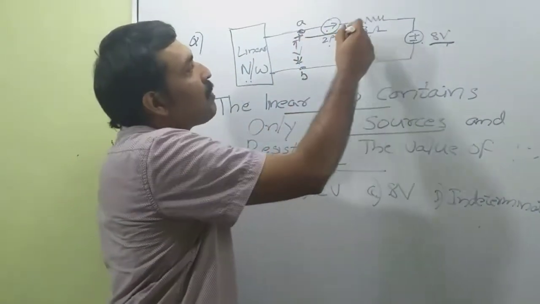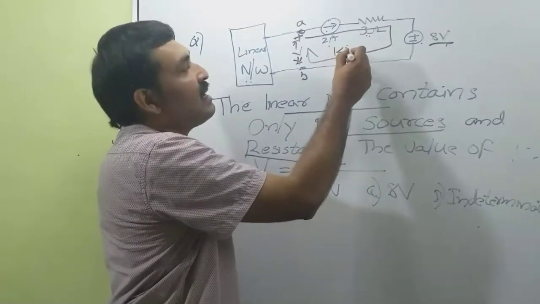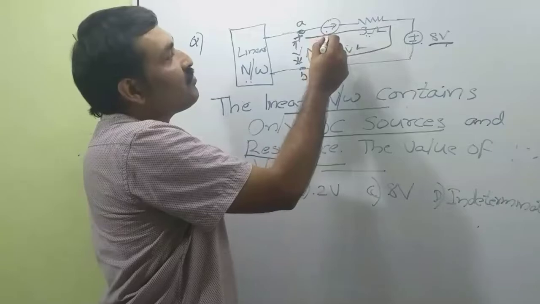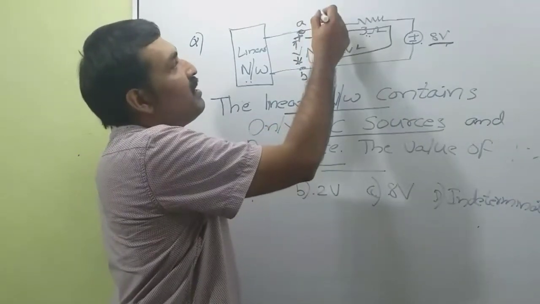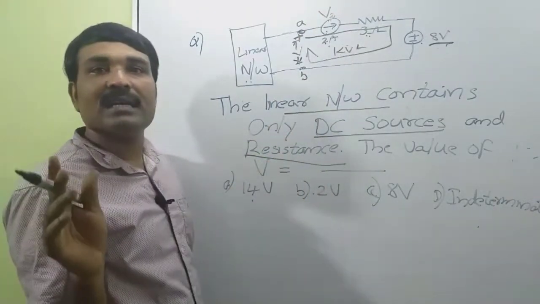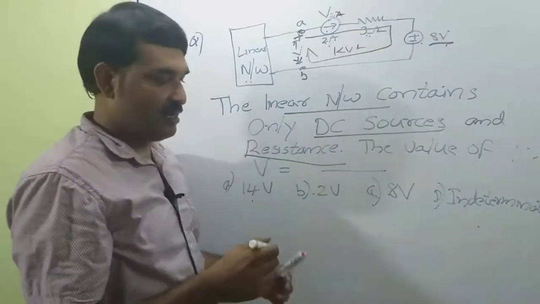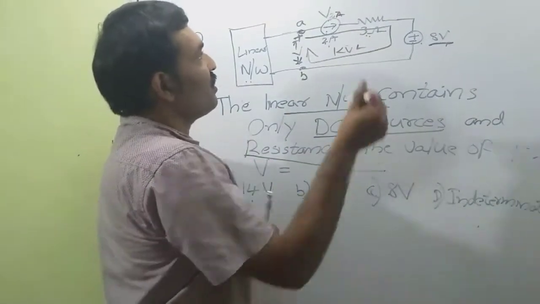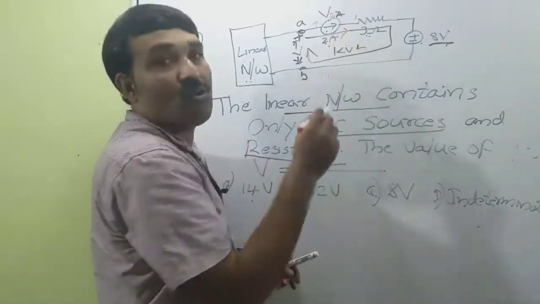So we can apply Kirchhoff's voltage law for this loop, that is we are applying KVL. I am starting from this point. Let the voltage across this current source be V2A, that is the voltage across the 2 ampere current source. Now, let the polarity be plus minus and we are moving along the direction of current.